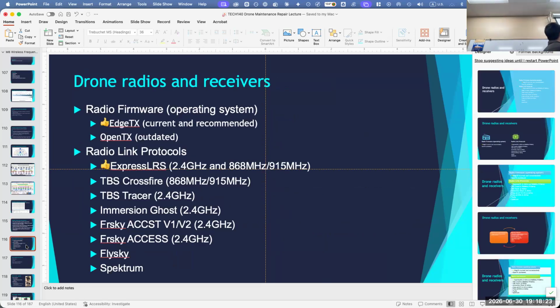I just mentioned protocols, and now we're going to look at them. You're going to hear a lot of these terms, and it can be a little confusing in terms of what they're referring to. Right now, we're just going to look at the controller and the receiver, which is like a bundle. We're focusing on 2.4 gigahertz. That is our frequency for controller and receiver. What do we use for VTX? 5.8. So 2.4 right here. Now, on the controller itself, we have a firmware, and the ones with the thumbs up are my current and recommended. EdgeTX is your firmware.